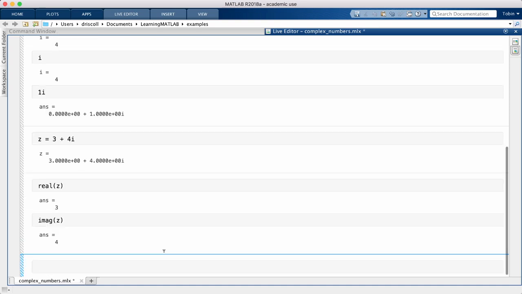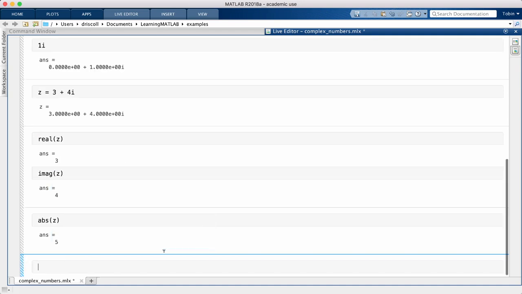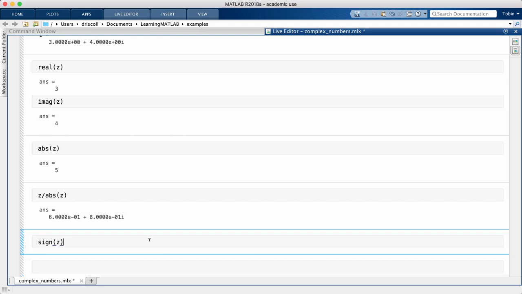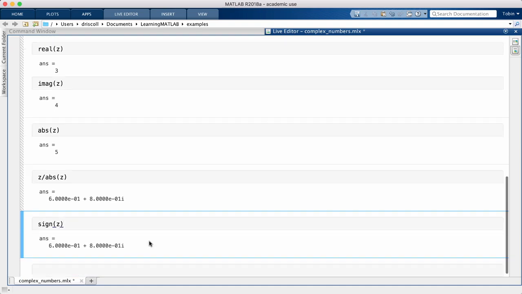The complex magnitude, or modulus of z, which is usually written mathematically with an absolute value sign, is found using the abs function. If we divide z by its magnitude, we get a complex number sometimes called the signum of z. In MATLAB, we can get this number using the function sign. In the case of a real number, the sign is plus or minus 1, as you would expect.